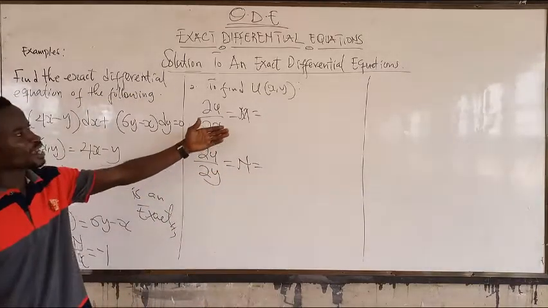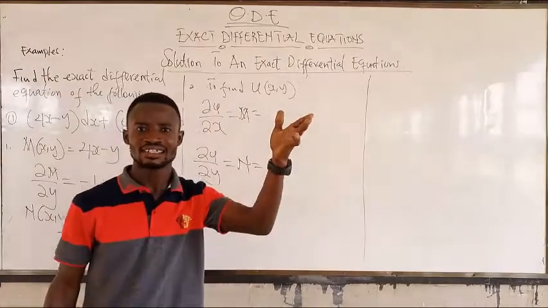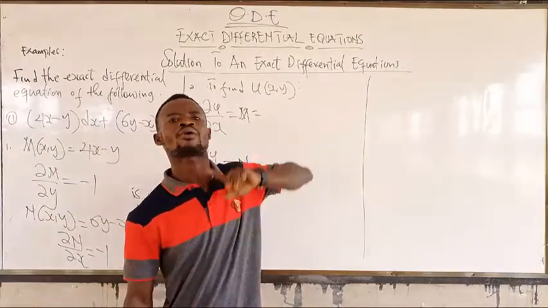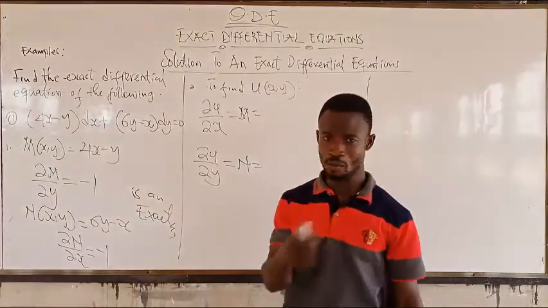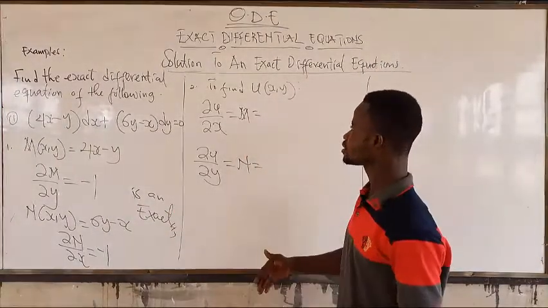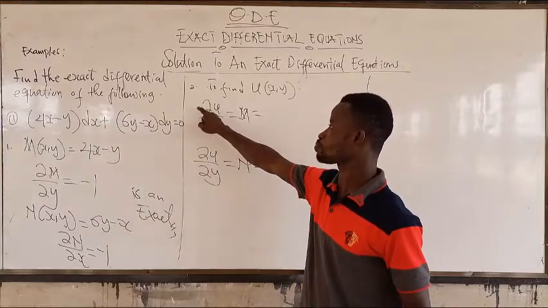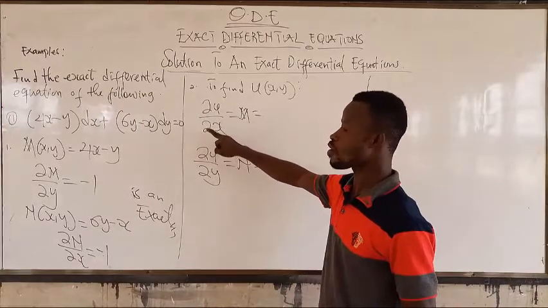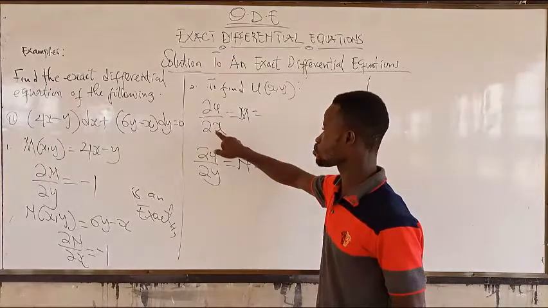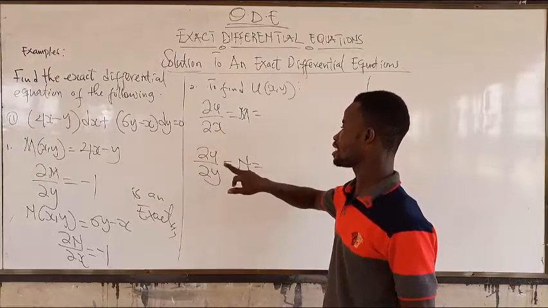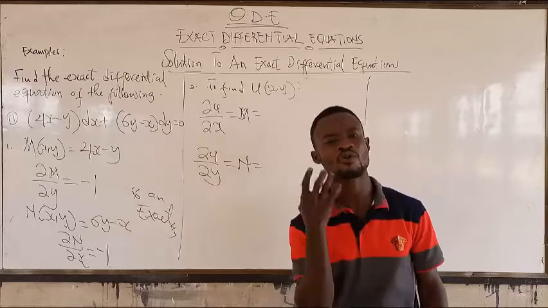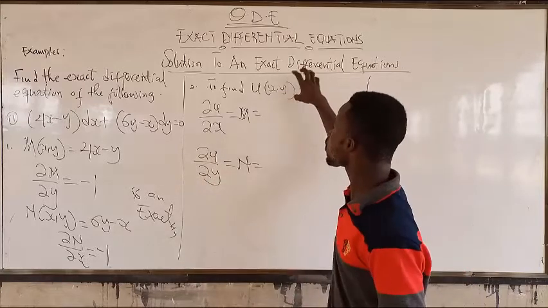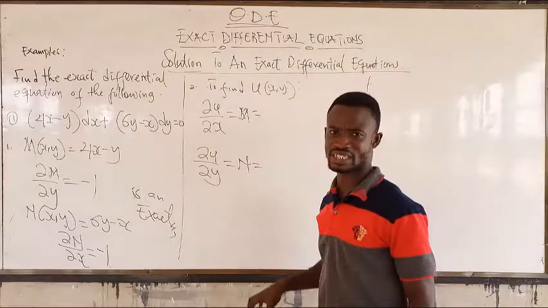So that is how we find the total derivative from our first video on what is an exact differential equation. You can go back and watch. So the M is the partial derivative of u with respect to x, and the N is the partial derivative of u with respect to y. That is how we find the total derivative.